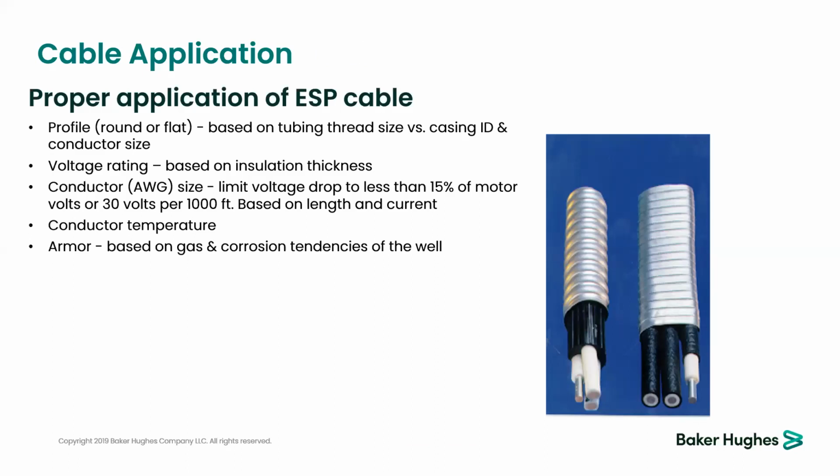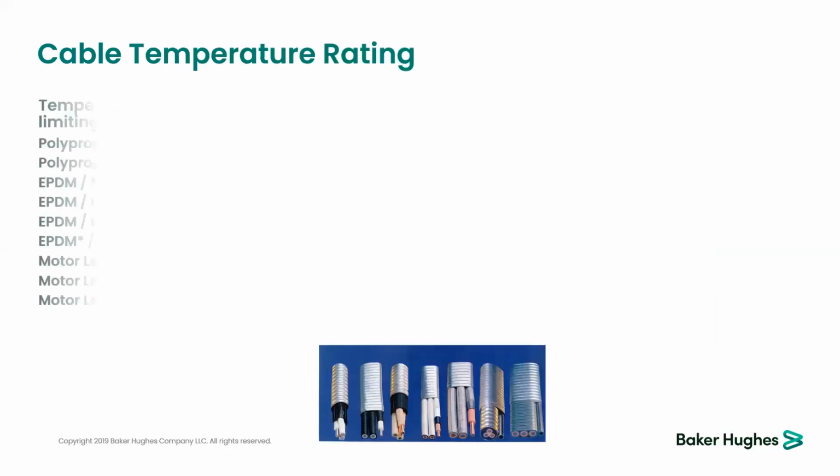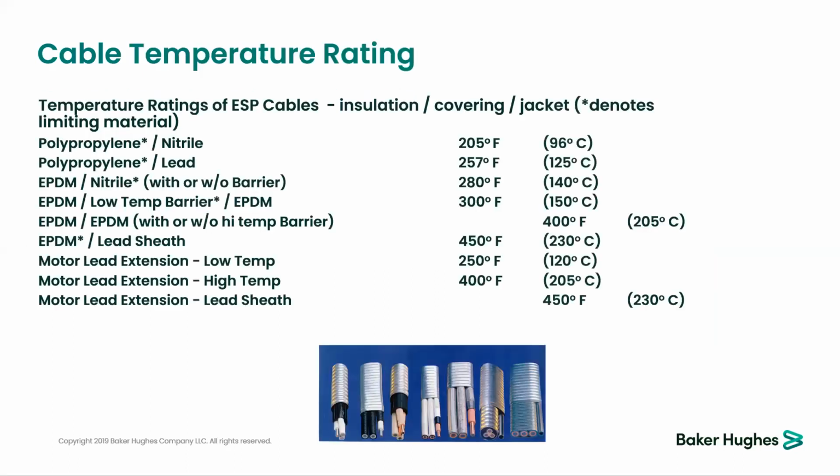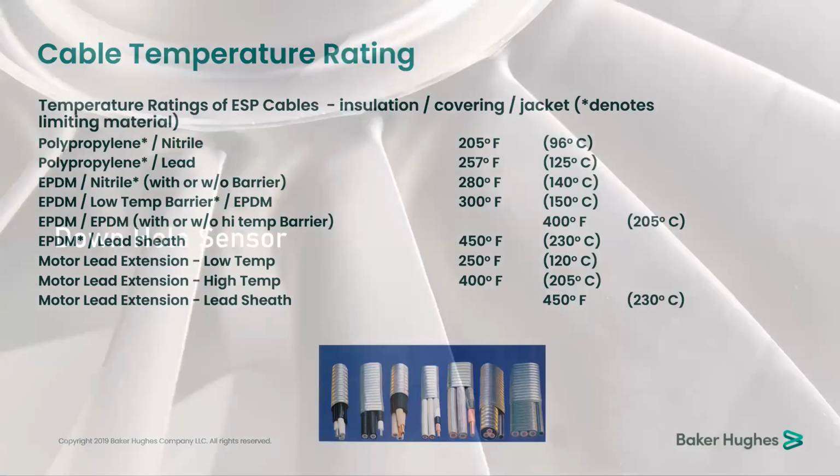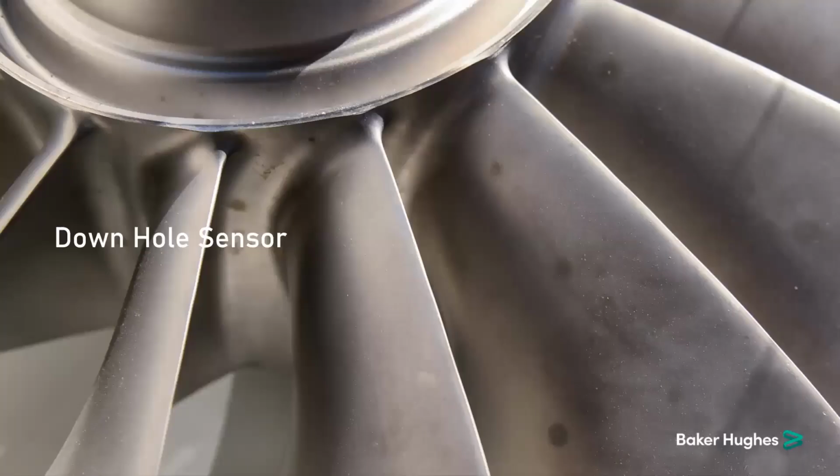So quickly, this is the power application of ESP cable, round and flat. We already explained the issue of clearance. If you have an issue with clearance, you have to go with the round versus the flat. With that, we almost finalize the cable. The remaining is the downhole sensor and the surface equipment.